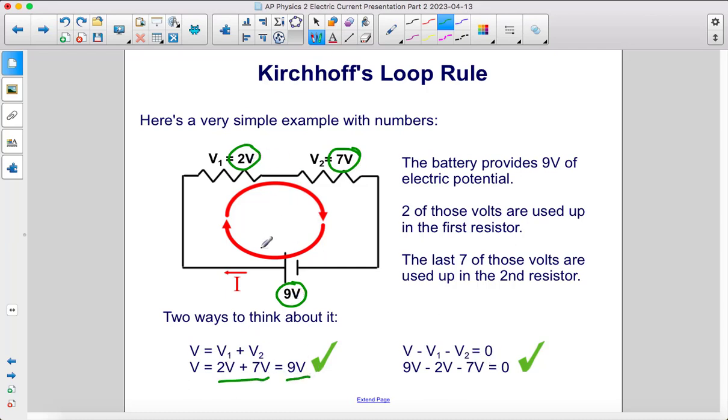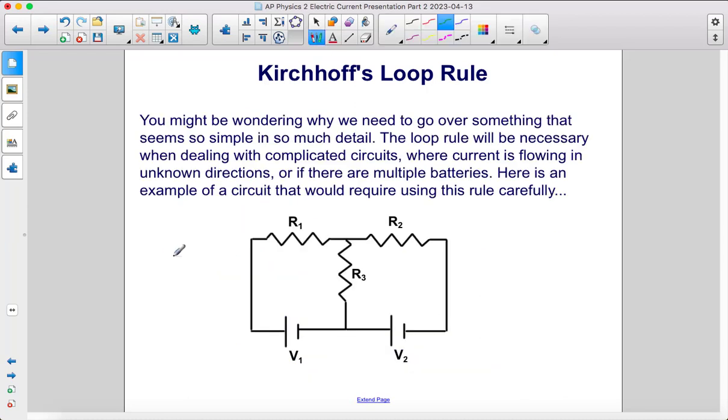Another way to think about it is that if you go this way across this battery, that's like positive 9 volts. When you then use up 2 volts here, that's like negative 2 volts. Then you use up 7 volts there, that's like minus 7 volts, and those add up to 0. You might be wondering why we need to go over something that seems so simple in so much detail. The loop rule will be necessary when dealing with complicated circuits, where current is flowing in unknown directions, or if there are multiple batteries. Here's an example of a circuit that would require using this rule carefully.